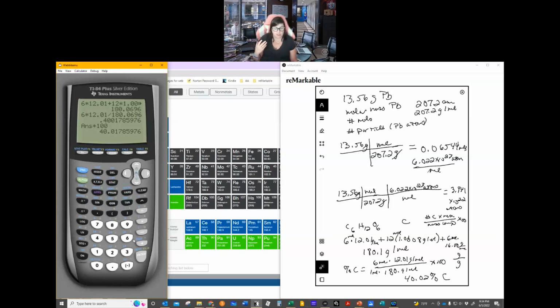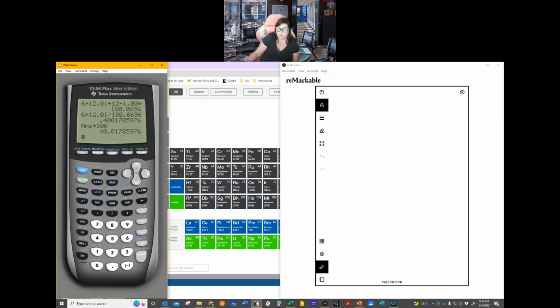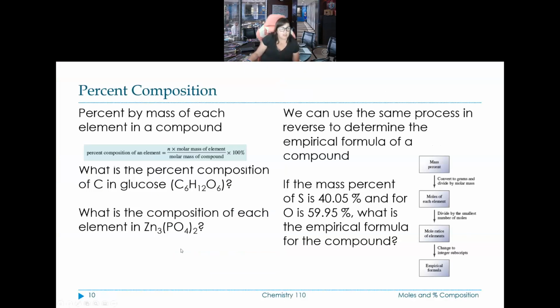Now I could do the percent composition of the hydrogen by multiplying the mass of the hydrogen times 12, dividing that in the same way, and calculating a percentage. We can do it for everything that's in there, but I wasn't asked for that, so I'm not going to do it here. Now, the next question that I have is, what is the composition of each element?